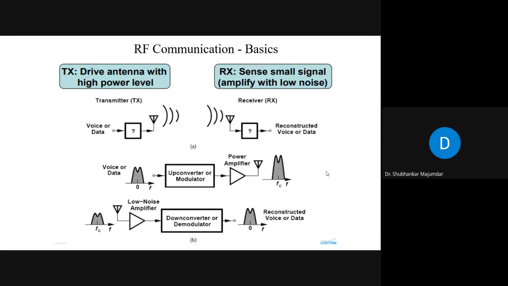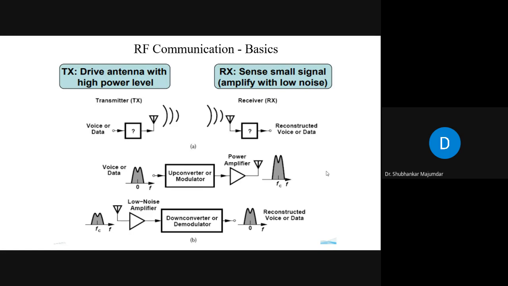For this, baseband signal processing is also introduced. On the power amplifier side, an up converter is utilized in the baseband signaling, and for the low noise amplifier, a down converter or a demodulator is utilized to reconstruct the signals or the messages. So this is the basic RF configuration.